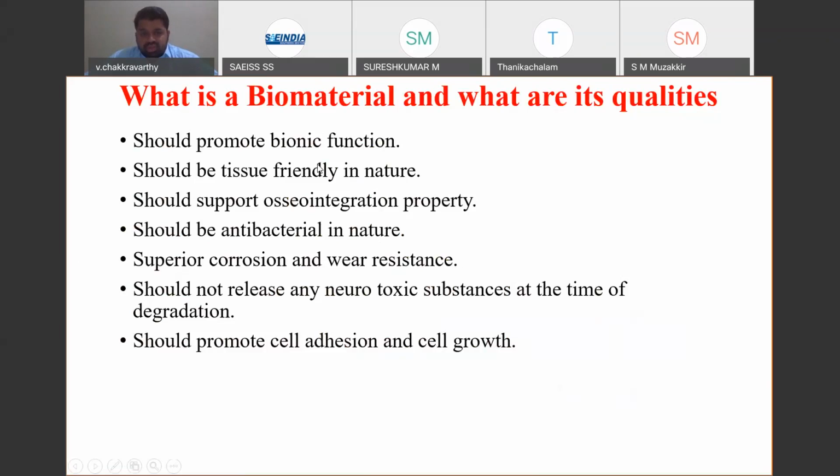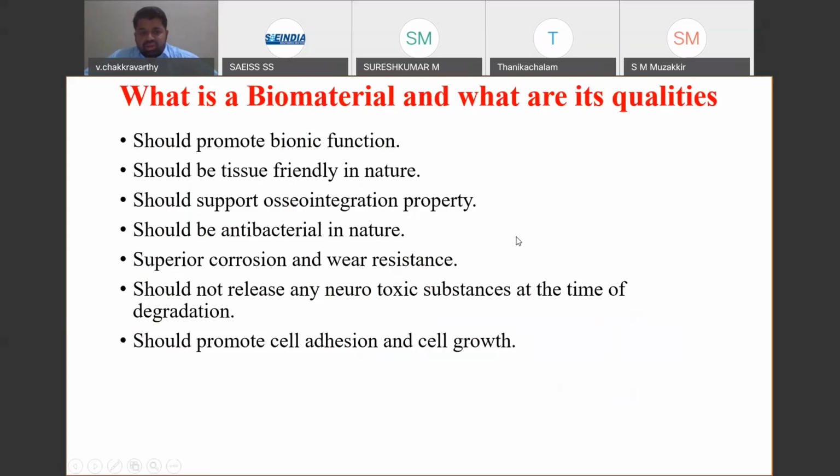Tissue friendly in nature is, for example, if you are considering two implant materials. One is stainless steel 316L implant, which is most popular, and another one is titanium. These two materials are very biocompatible, there is no doubt in that. But when we consider the titanium implant, it is more tissue friendly. Once the implant is fixed in our body, tissues will automatically start growing over the implant. That is called tissue friendly in nature.